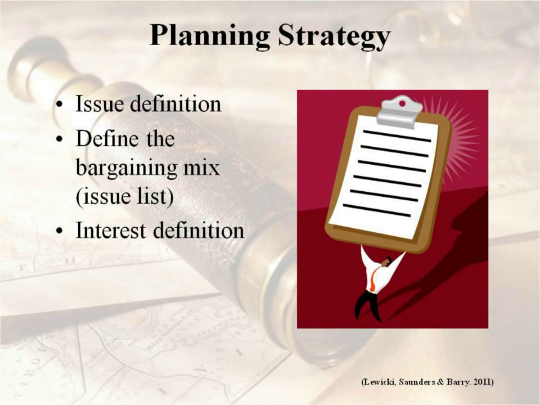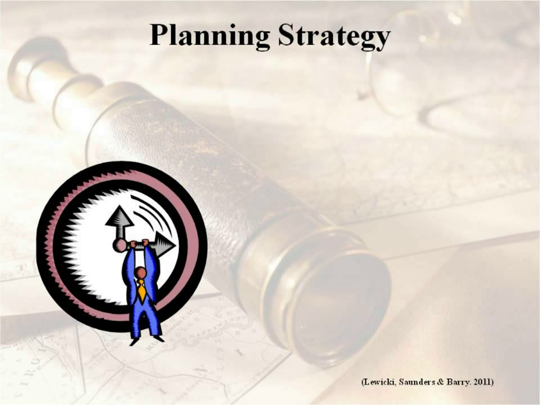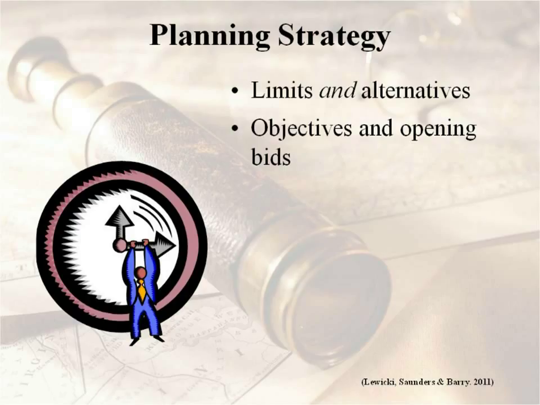You need to define your interests in this negotiation. Why do we want what we want as an outcome? In planning the strategy, you need to know your limits and the alternatives. What's the least we can accept? What are the other options that we might run into? Set your objectives, your targets, and your opening bids, where you're going to start.